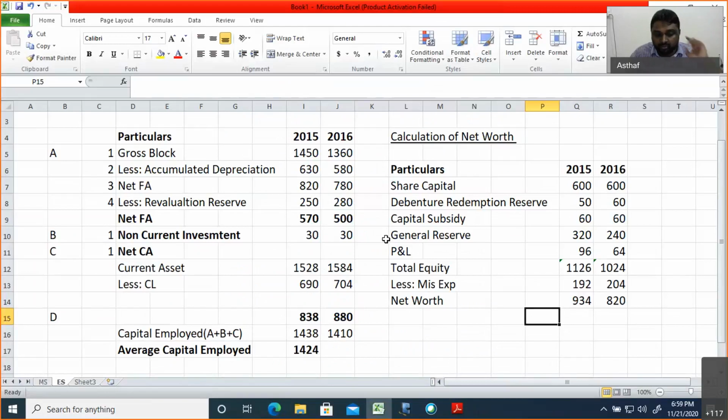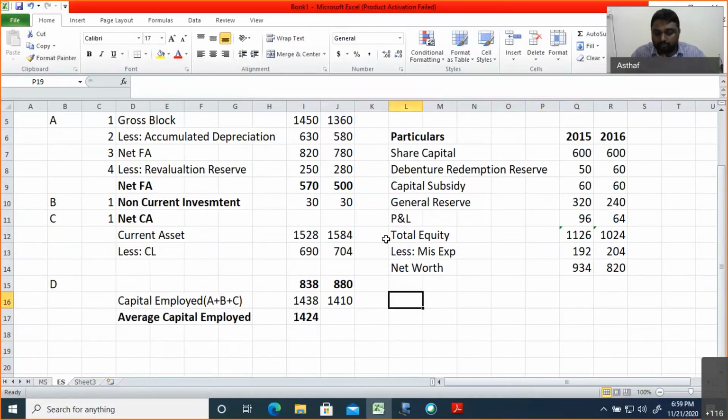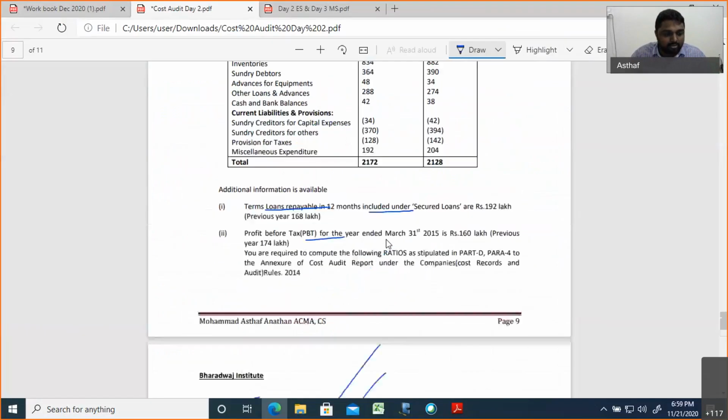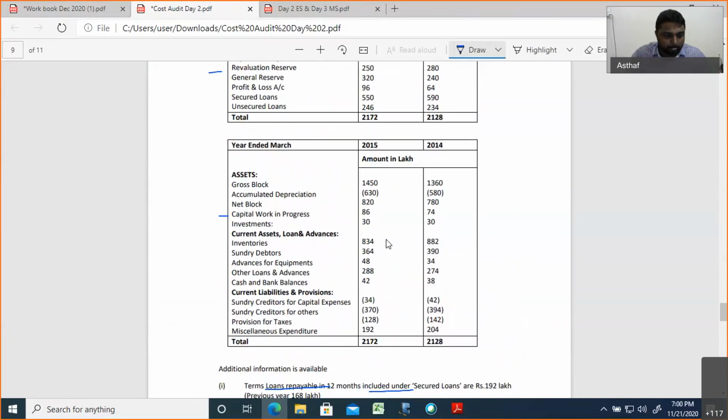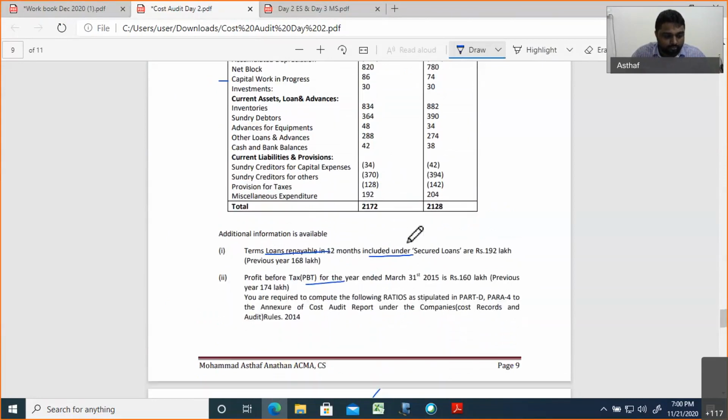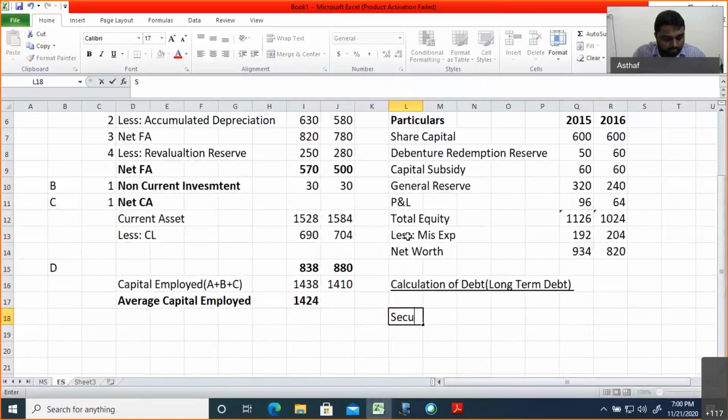Next they were asking debt equity ratio. So first we will do debt. Calculation of debt. The term debt means long-term debt. So what all the items will come? We have already discussed. Other loans and advances. Here it is. Secured loan.